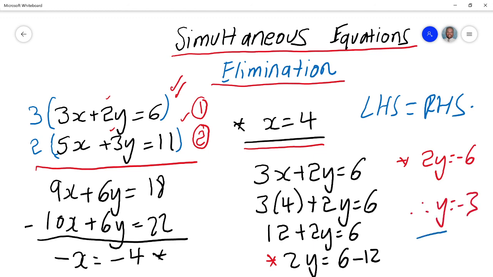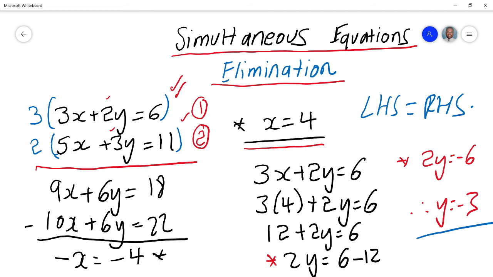All right, so I've got x equals 4 and y equals negative 3. Now I want to prove that x is equal to 4 and y is equal to negative 3 by putting them in both the equations. Please remember, you've got to stick to the original equation. 3 times 4 is 12, and 2 times negative 3 is negative 6. So 12 minus 6 is 6. What about 5 times 4? That's 20, and 3 times negative 3 is negative 9. So 20 minus 9 is equal to 11.